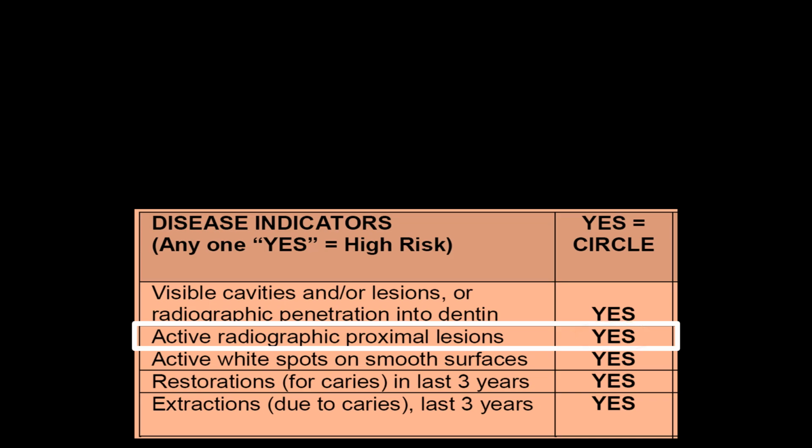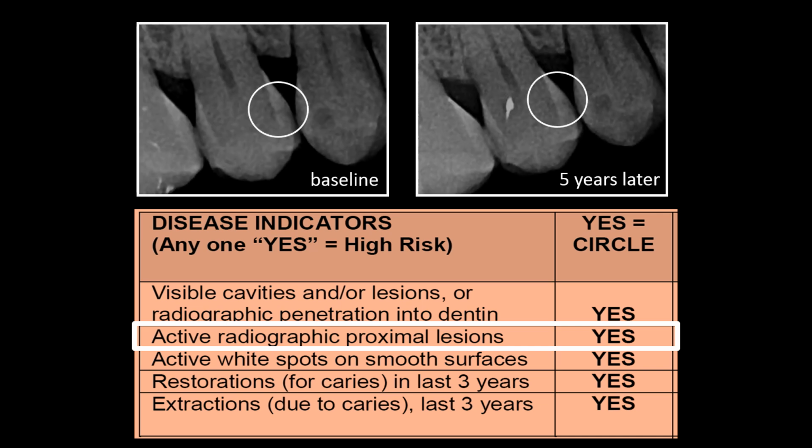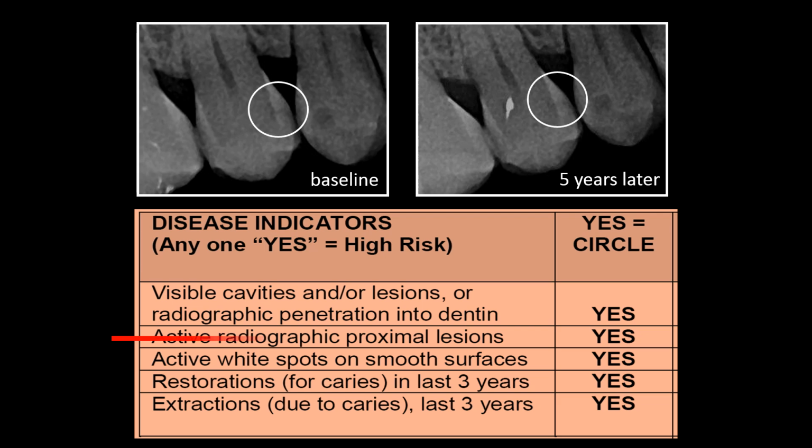Notice that this box says active lesions. This lesion on the mesial surface of the second premolar has not grown in 5 years. I would say it's probably not active. So this is not a new lesion, and it's most likely inactive. In this case, you would not circle yes for this item because this is not a new or active lesion.